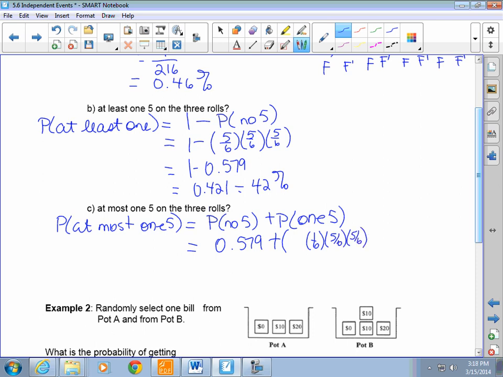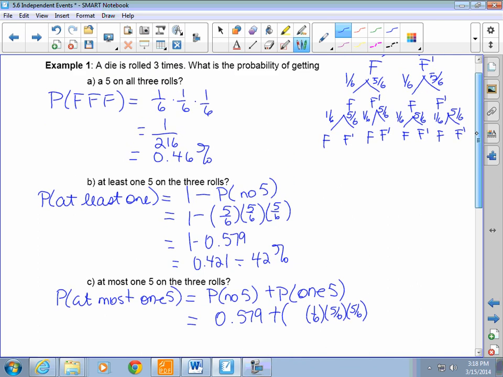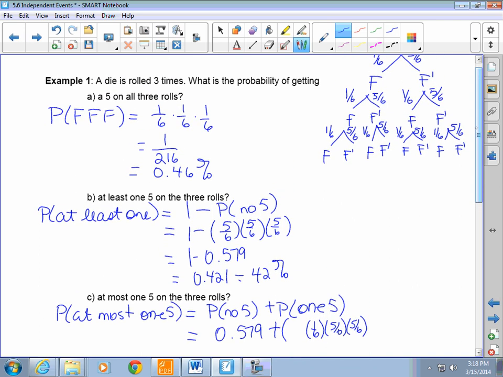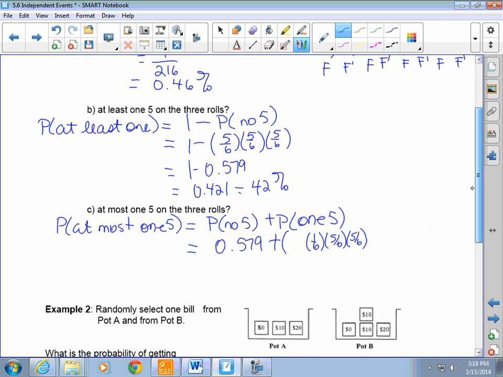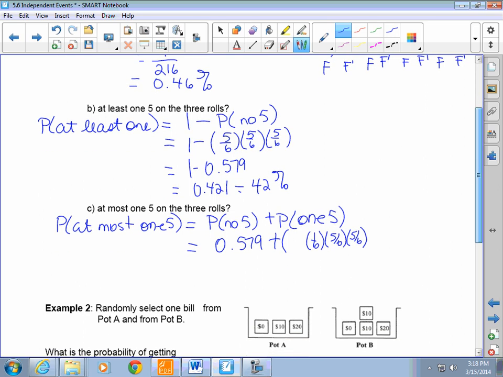So that's getting a 5 on the first row. But let's say I didn't get a 5 on the first row. Then I would have a 5/6 chance of not getting a 5 on the first row, but I got it on the second row, so that's a 1/6 chance, which means I wouldn't have got one on the third row. So it's 5/6 times 1/6 times 5/6. So I'm doing that again. So that's 2 times I'm doing that.